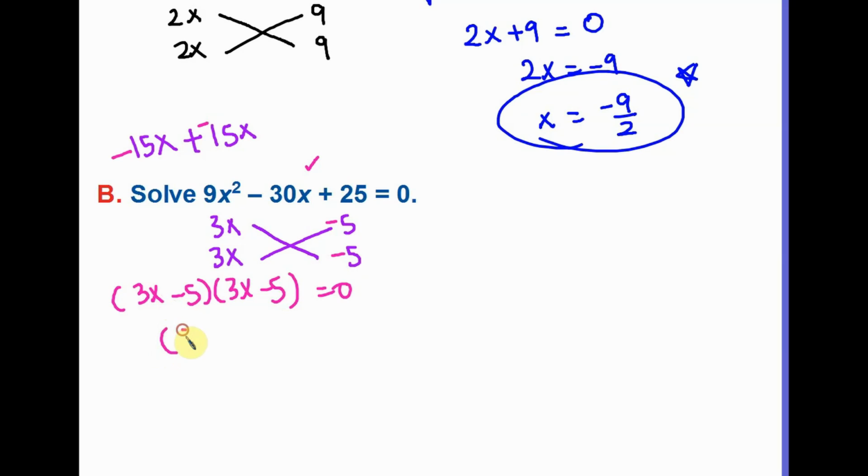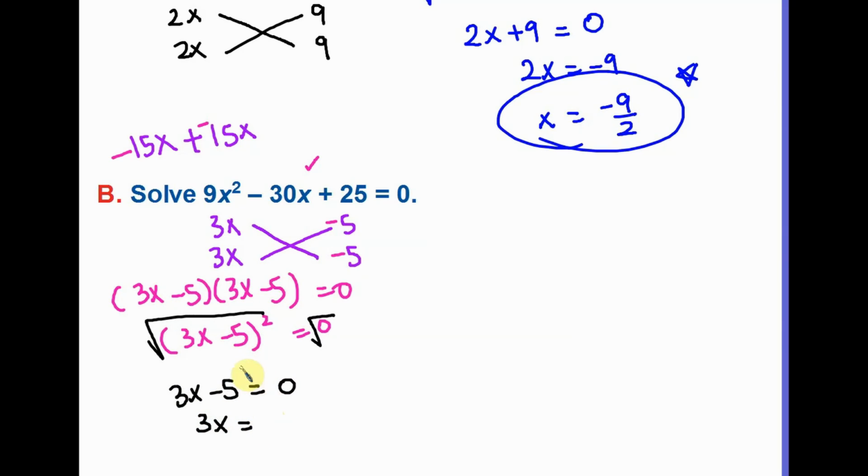Or I can just do 3x minus 5 squared is equal to 0 by doing one more step. If you do so, again, you're going to want to get rid of this square by taking square root on both sides. And this becomes 3x minus 5 is equal to still 0, and 3x is equal to, if I add 5 on both sides, this will become positive 5. So x is equal to 5 over 3. And this is going to be your answer of this part B.